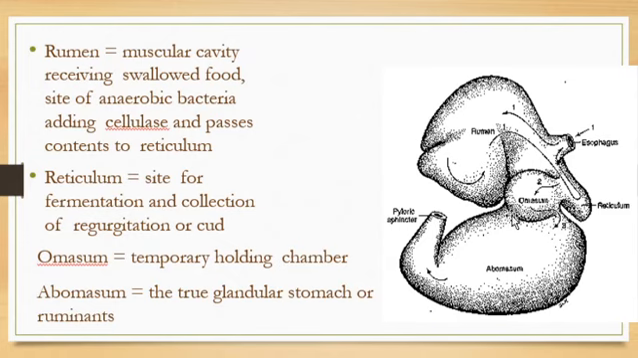Omasum, found in the middle, is a temporary holding chamber. And the abomasum is the true glandular stomach of ruminants.